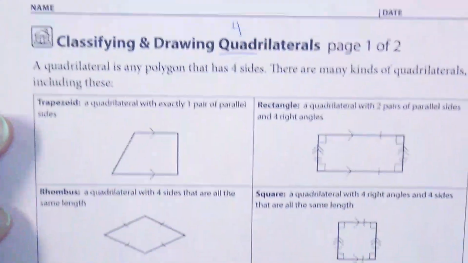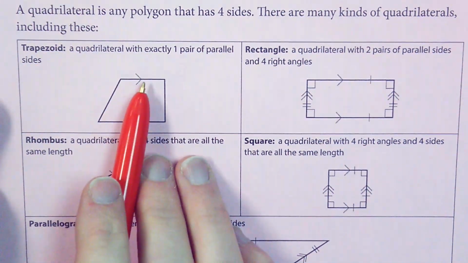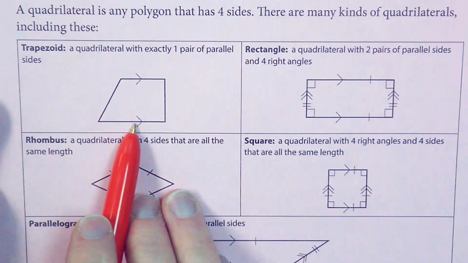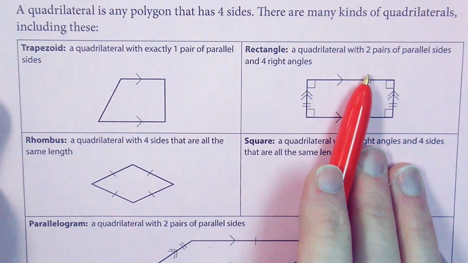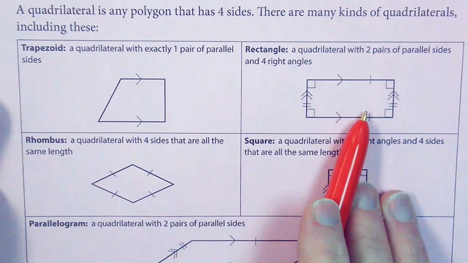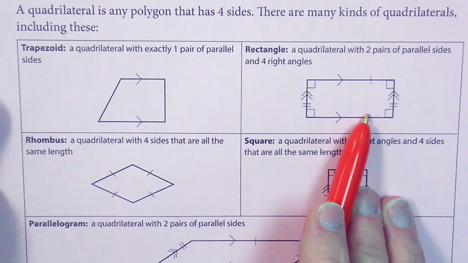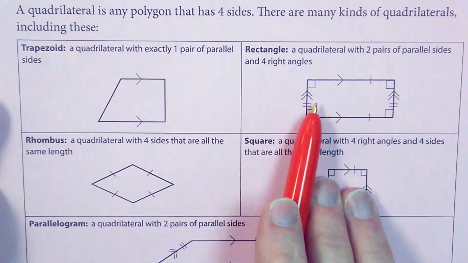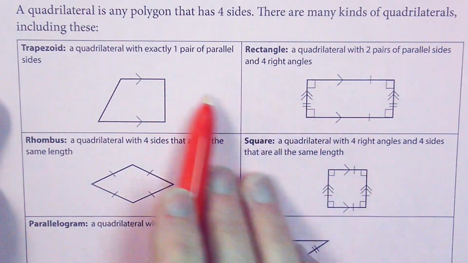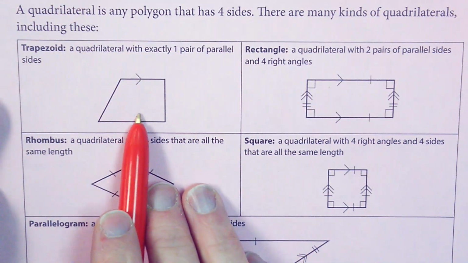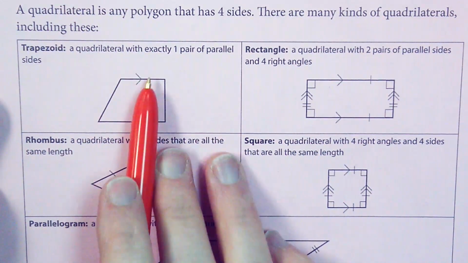Okay, and there are many kinds, including all of these. Let's take just a real quick look at them. First, the trapezoid. The arrows refer to parallel, just so that we're aware. And then the hash marks refer to congruence. So that means the sides with 1 hash mark are the same length. The sides with 2 hash marks are the same length, right? So this says that the opposite lines are parallel, but only one pair.